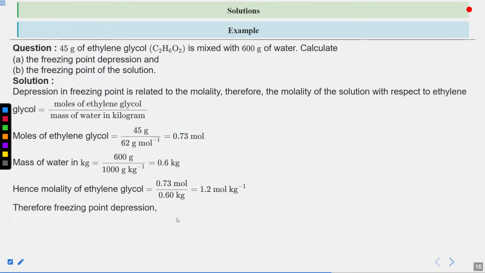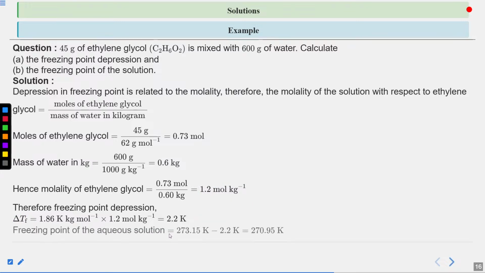And therefore freezing point depression can be calculated as delta TF is equal to KF m. So the KF value will be given in your question. You don't have to worry. This question is from the NCERT, so it is not given because the textbook itself has this value. But in the case of your examination questions, this will be given. Multiplied by the molality, it will give you 2.2 Kelvin as the depression.